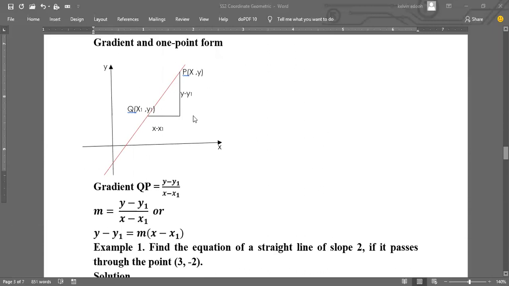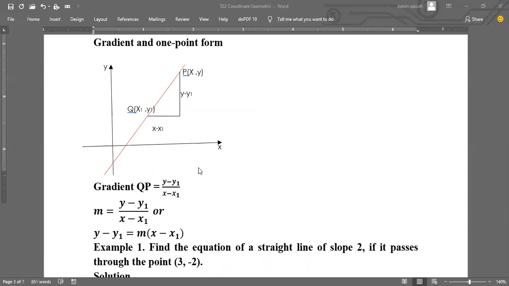And the next thing, let's go to the gradient and 1 point form. How do you calculate the gradient? Look at this straight line. You have a point here, let's say the initial point, then an increment. So you have, let's say, Q and P. Q is the point x1, y1, and P is an arbitrary point above it, x and y.